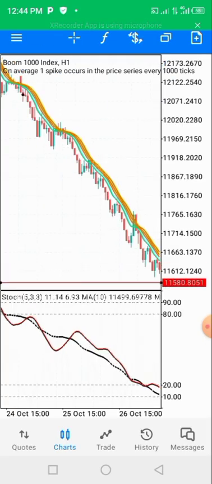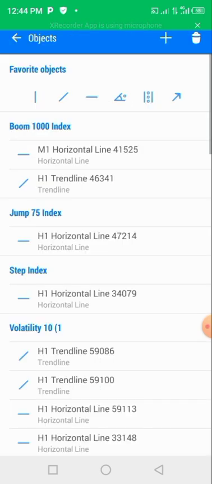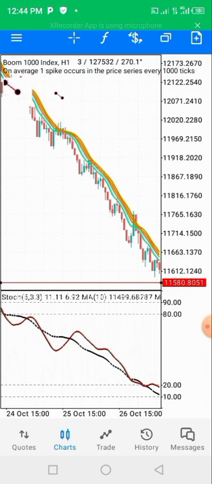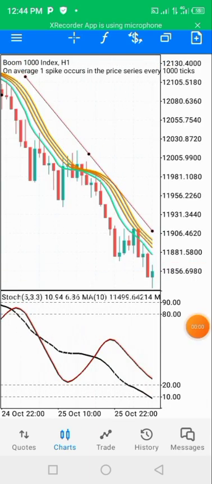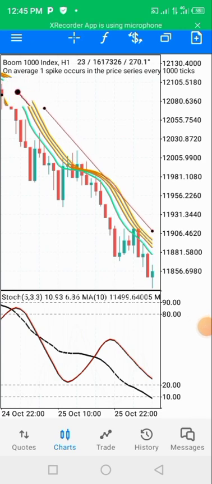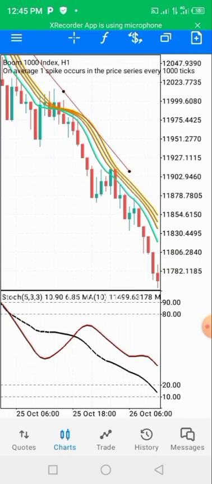This is what I mean by a downtrend. As you can see from my trend line here, you will agree with me that this is a downtrend.